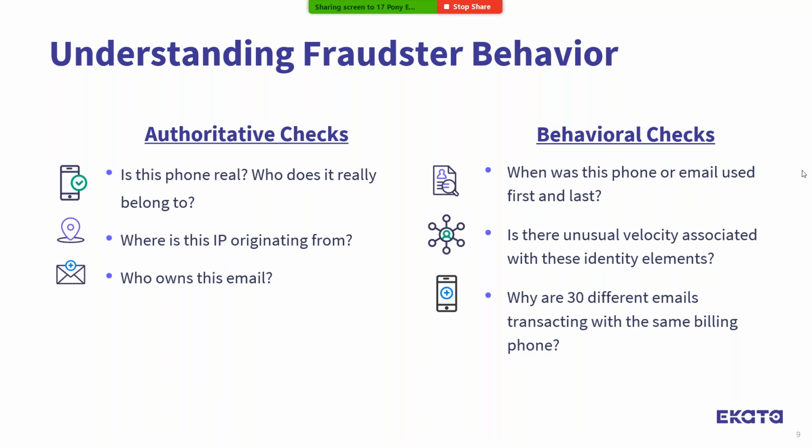Some examples of them are the first and last time we've seen an email address or a phone number. How often are some of the pairs of elements seen together? For example, a shipping address and an email. How many different emails have we seen with one shipping address, etc.